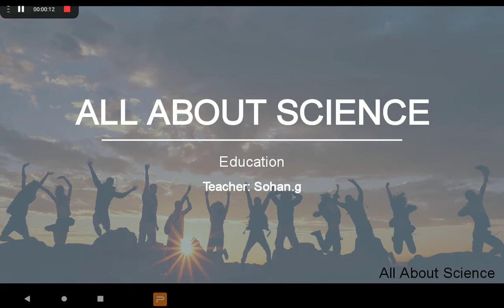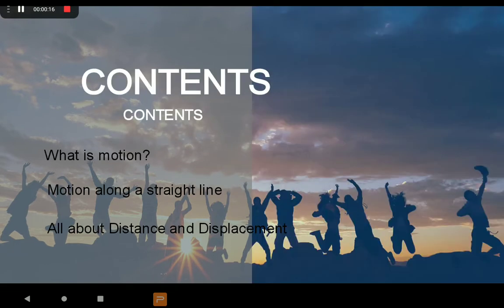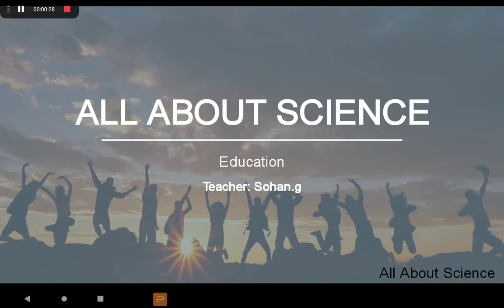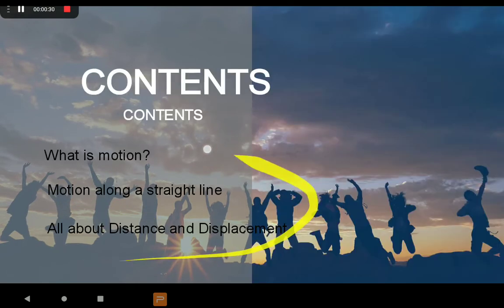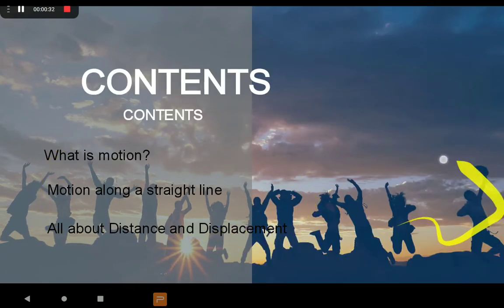Today we are going to learn about the first chapter of physics of class 9, motion. Let's start with what we are going to learn today. We are going to learn about these three topics: What is motion? Motion along a straight line. All about distance and displacement. These three topics are very important in your exams.